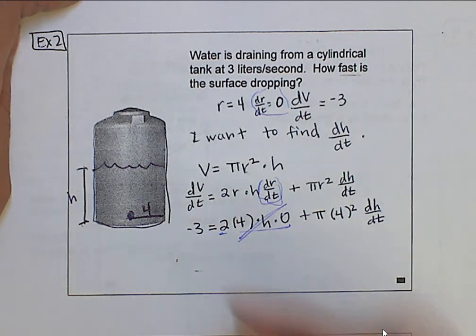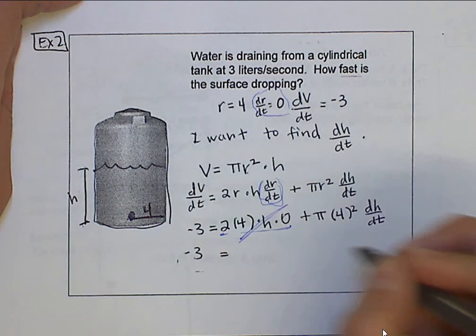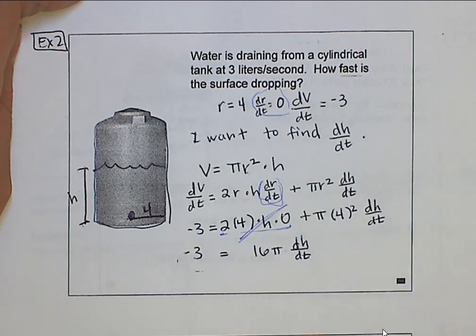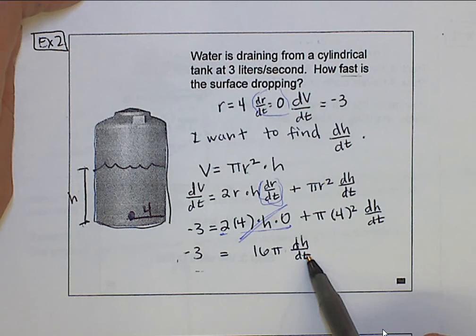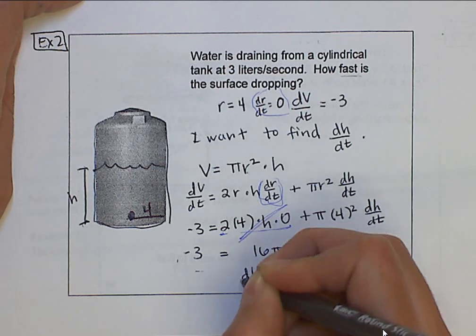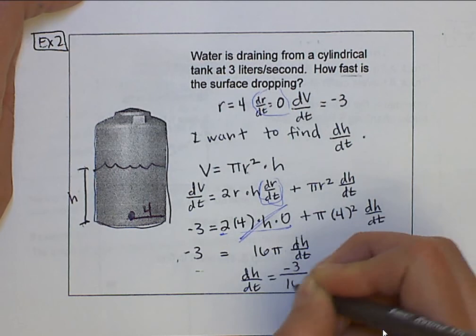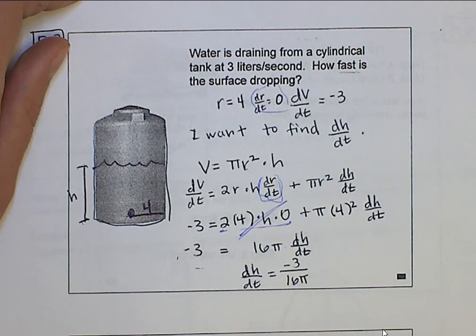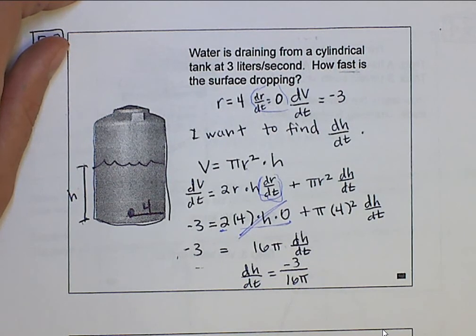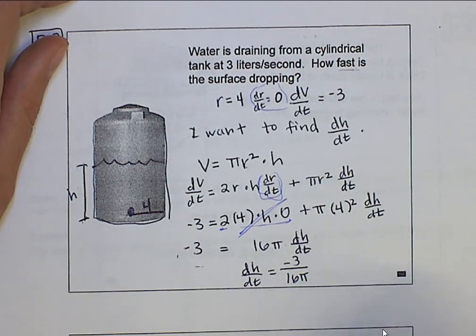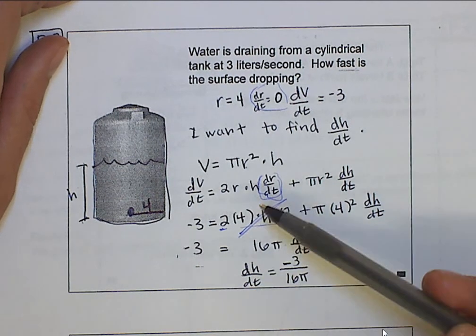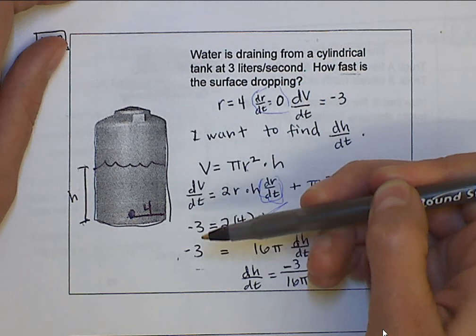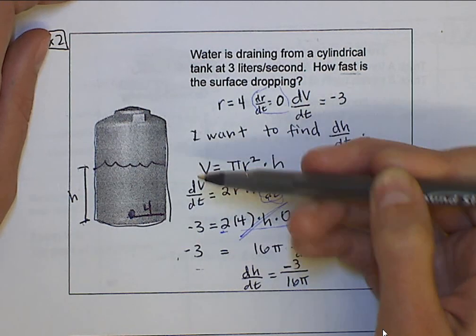Okay, let's simplify. So -3 equals 16 pi dh/dt. Now I only have my one unknown, and this is what I'm trying to find. So dh/dt equals -3 over 16 pi. So this answer makes sense. We got a negative answer, which is representing the surface dropping. Since the surface is dropping, it's going in a negative direction. The height isn't growing, it's dropping. So this answer makes sense.